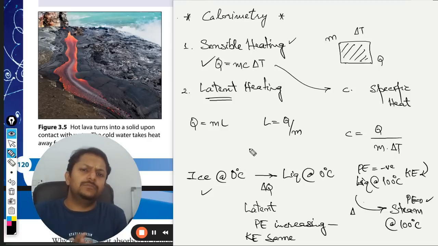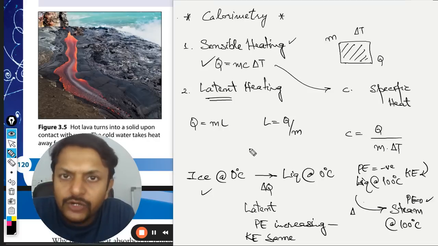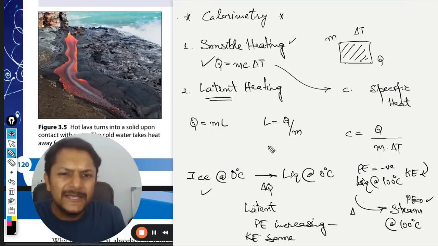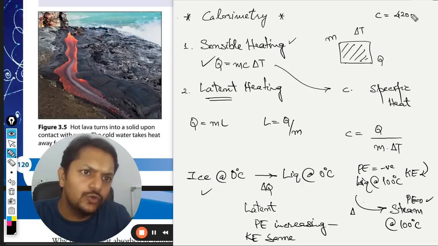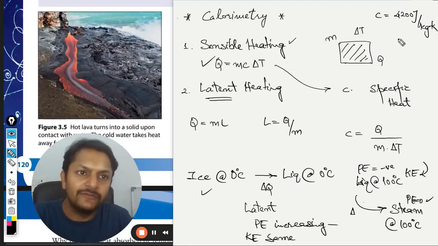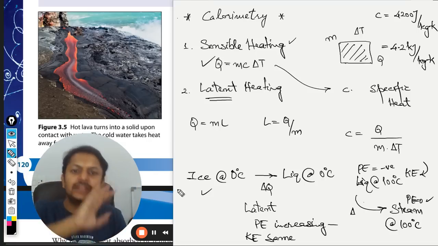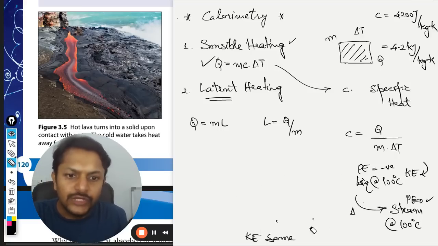Although these values for the latent heat as well as the specific heat will be given to you in your question, or should be in the data booklet, you need not remember them. But the specific heat of water I can tell you: it is 4200 joule per kg Kelvin for an increase of 1 Kelvin, or 4.2 kilojoules per kg Kelvin. It is the same thing. Now I'm coming to the latent heat.